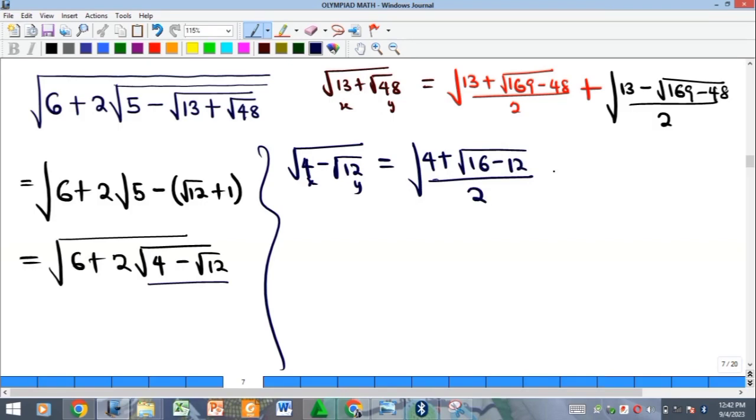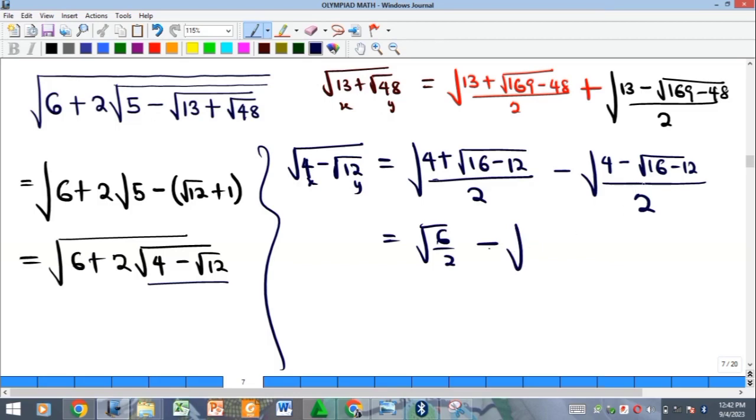Then because we have minus there, we'll put minus here, and that is 4 minus the square root of 16 minus 12. If we close here, we'll have also over 2. The square root of 16 minus 12 is 4, the square root of 4 is 2, 4 plus 2 is 6, so we have 6 over 2, and that is minus the square root of 4 minus 2, which is 2 over 2. So we are still going to get the square root of 3 minus 1.